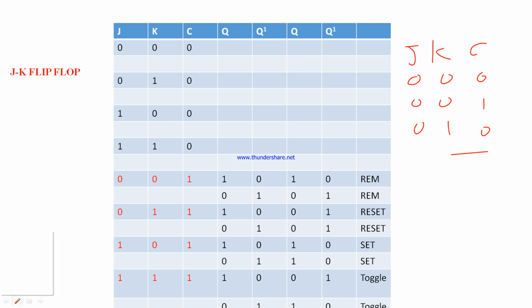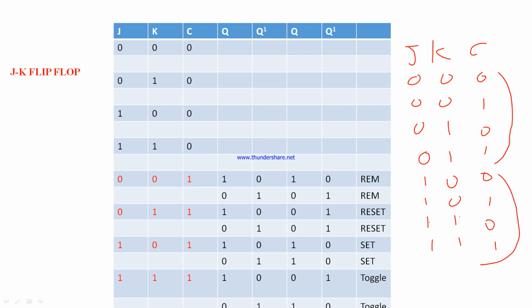Okay, I need a pen again. So 001 means 1, 2, then 3, then 4, 5, 6, 7. So 0 to 7 makes 8 possibilities. So this is my 8 possibilities.